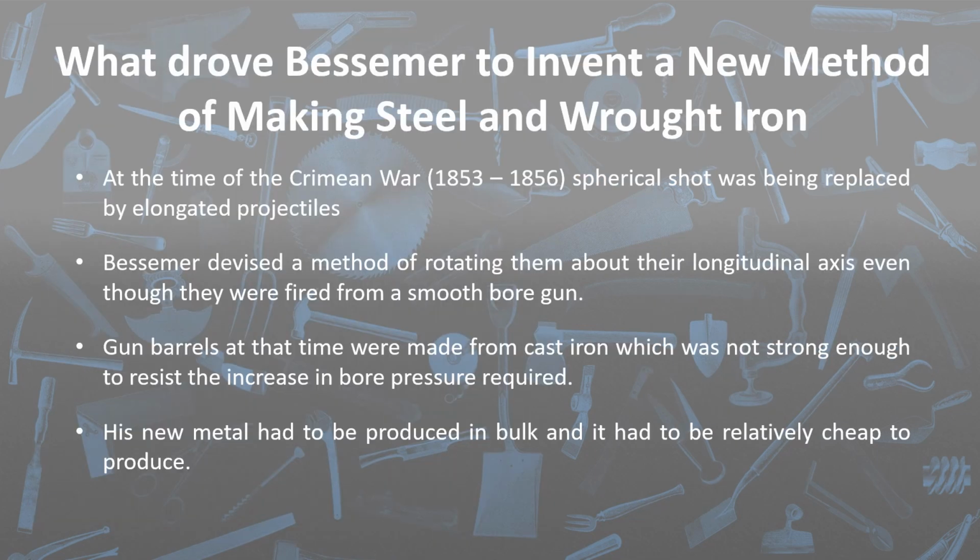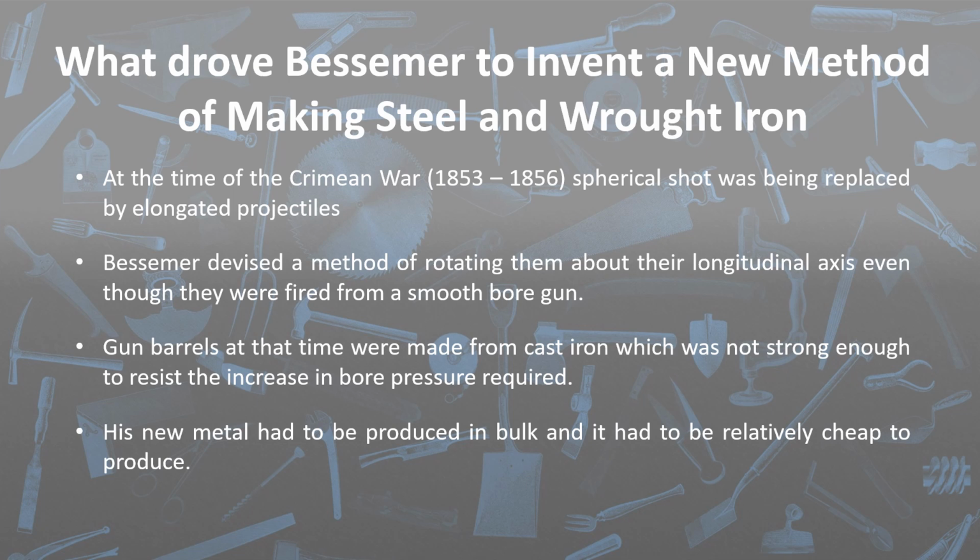Why did Bessemer invent his converter? At the time of the Crimean War, the artillery cannons were changing. Spherical balls were being replaced by elongated projectiles. To keep the projectiles running true, they needed to rotate about their longitudinal axis. This was difficult as the cannon bores were smooth. Bessemer invented a new projectile to allow this rotation to happen.